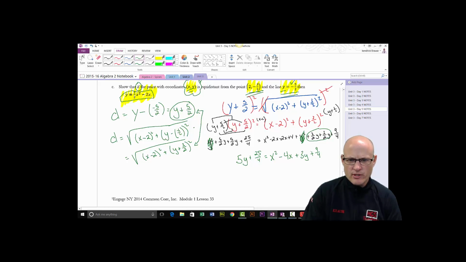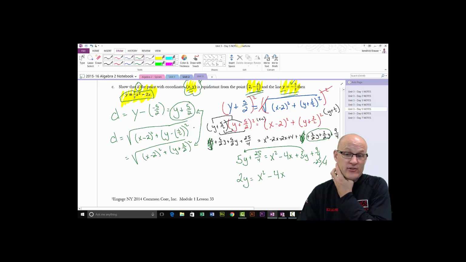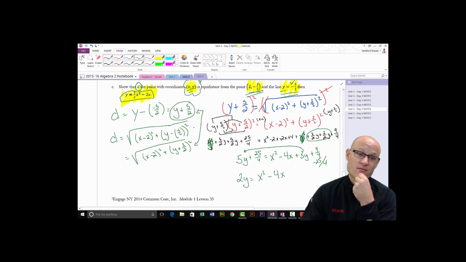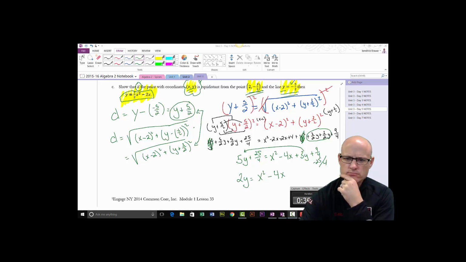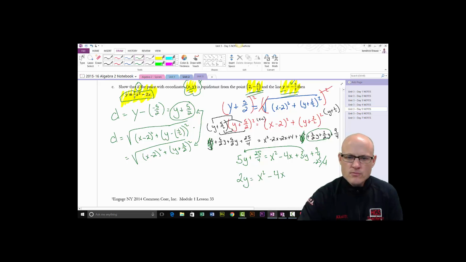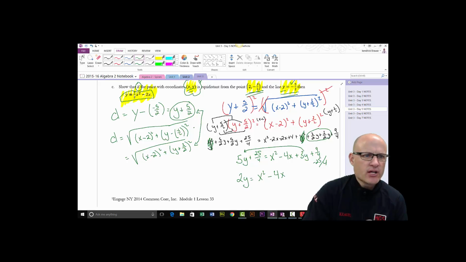All right, here we go. We're going to bring these 3y's over. It makes 2y over here, because we're going to subtract it, is equal to x squared minus 4x. Now, I've got to subtract 25 over 4. So 9 over 4 minus 25 over 4 is equal to... what? Sorry, kids, I made a tiny mistake. Let me go back because I'll show you where it is.